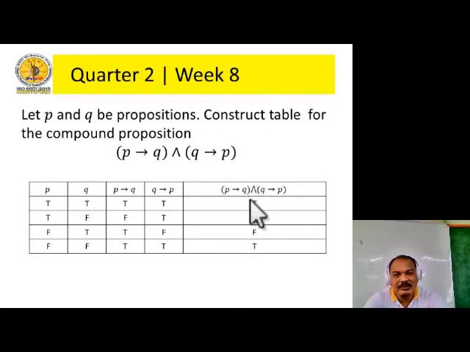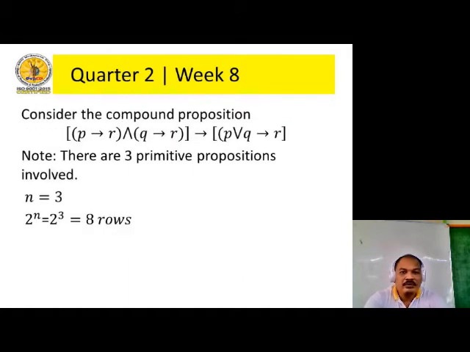So this will be your compound proposition. Now, moving on. Consider the compound proposition P implies R and Q implies R, then we close this one, then P or Q implies R.